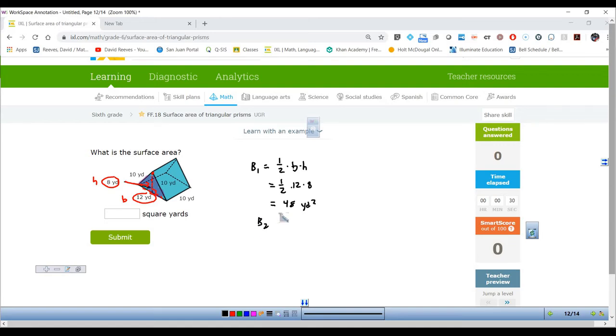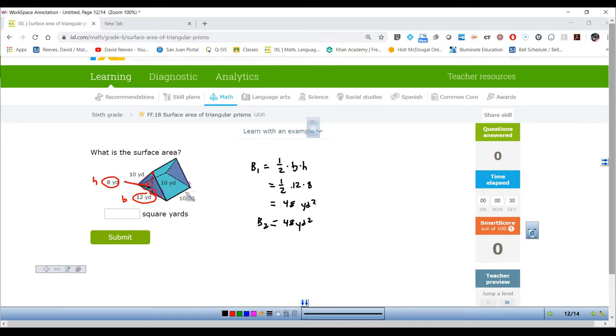And base 2. Bases are always congruent, which means they always have the same area. So this base over here has the same area, so it is also 48 square yards. Great thing is once you find one of them, you know the other one.